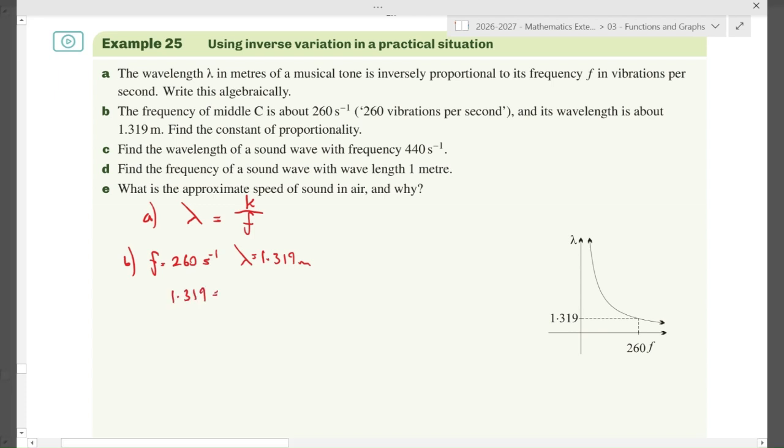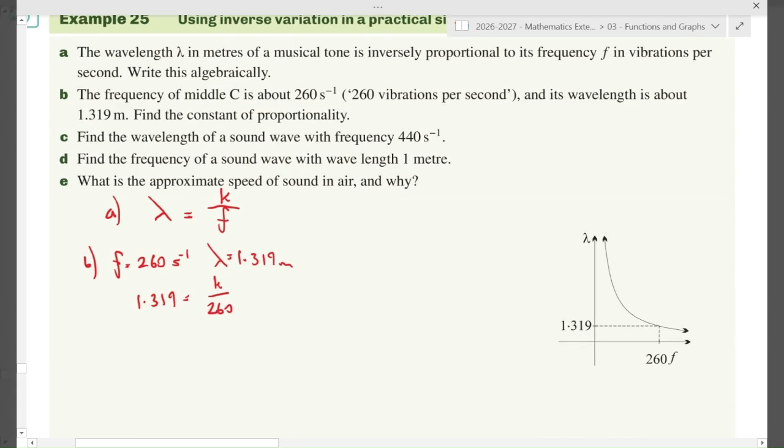1.319 equals k over 260. I'm not using the units at the moment. I just want to keep it clean numbers so that I can see what's going on. So I got 1.319 equals k over 260. How can I solve for k? Multiply both sides by 260, which gives me k is approximately equal to.